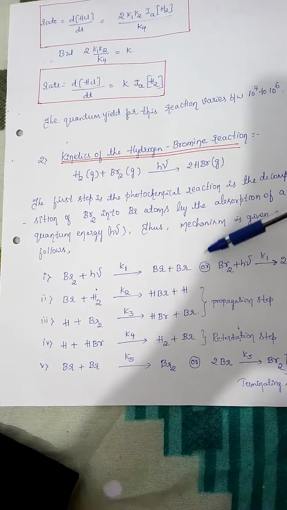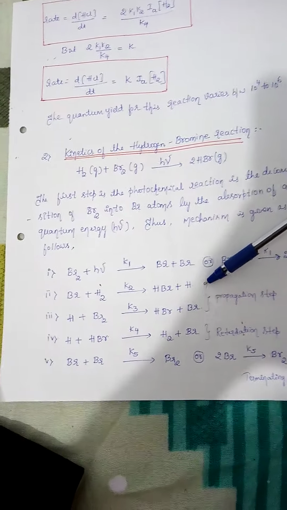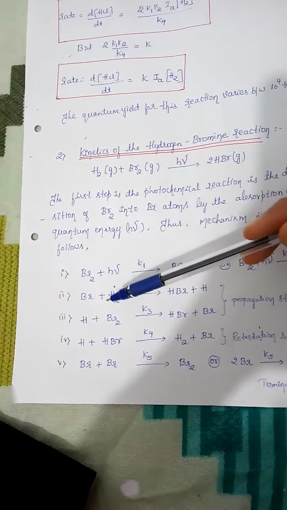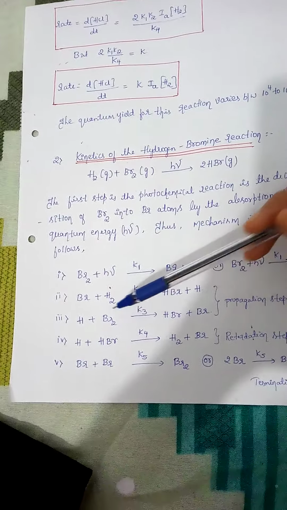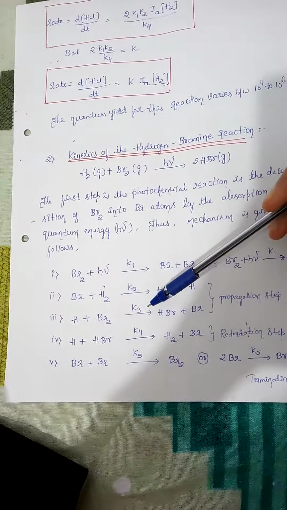In the second step, the bromine atom combines with the hydrogen with rate constant K2 to give HBr plus H. So this is called the propagation step. In the third step, again hydrogen combines with the bromine molecule, that is Br2, with rate constant K3 to give HBr plus Br. So observe the second and third steps. Both the second and third steps are called propagation steps.